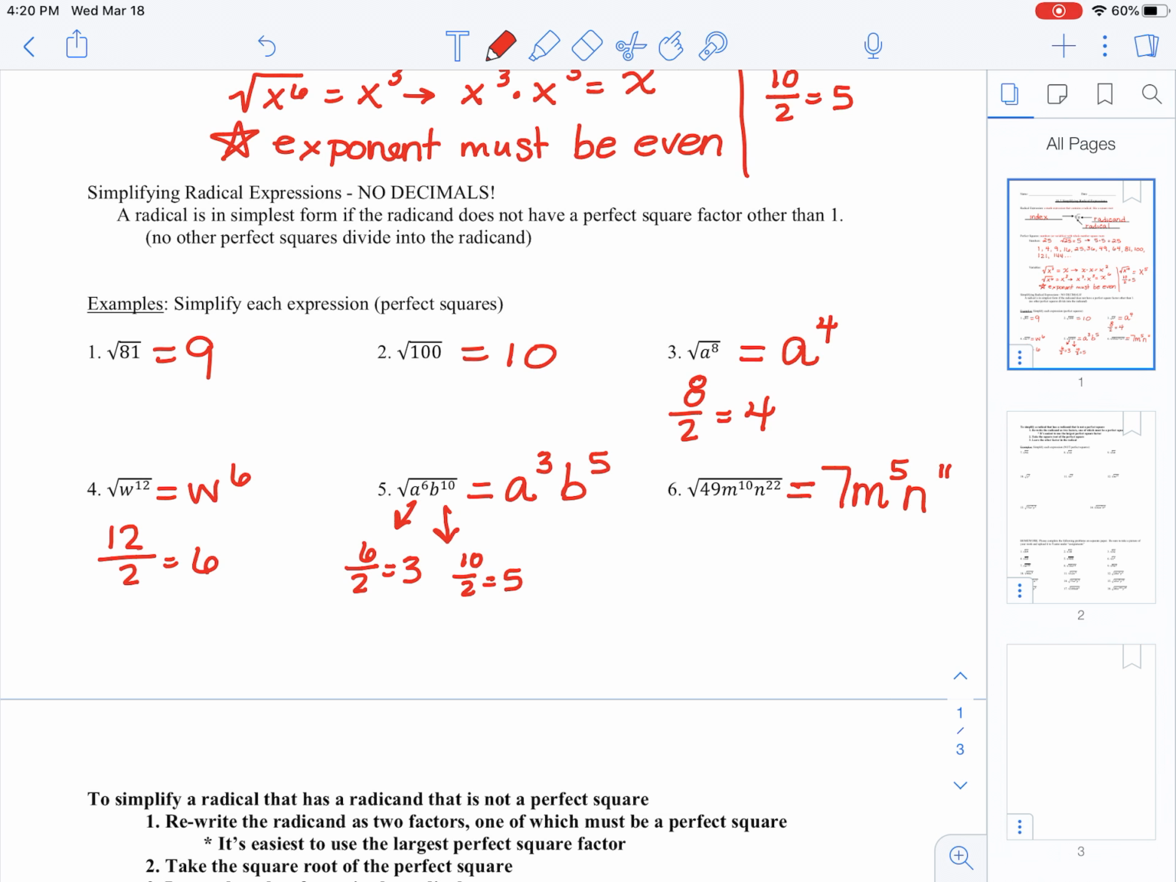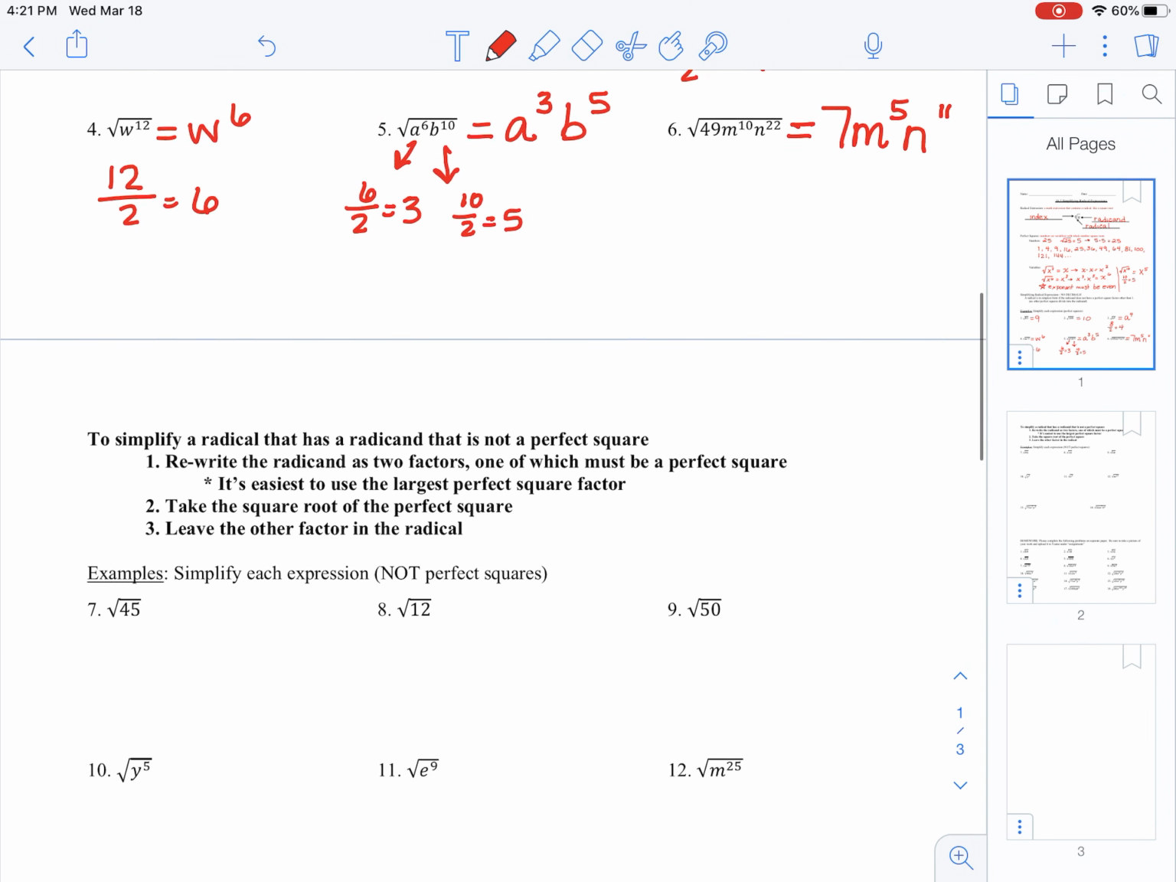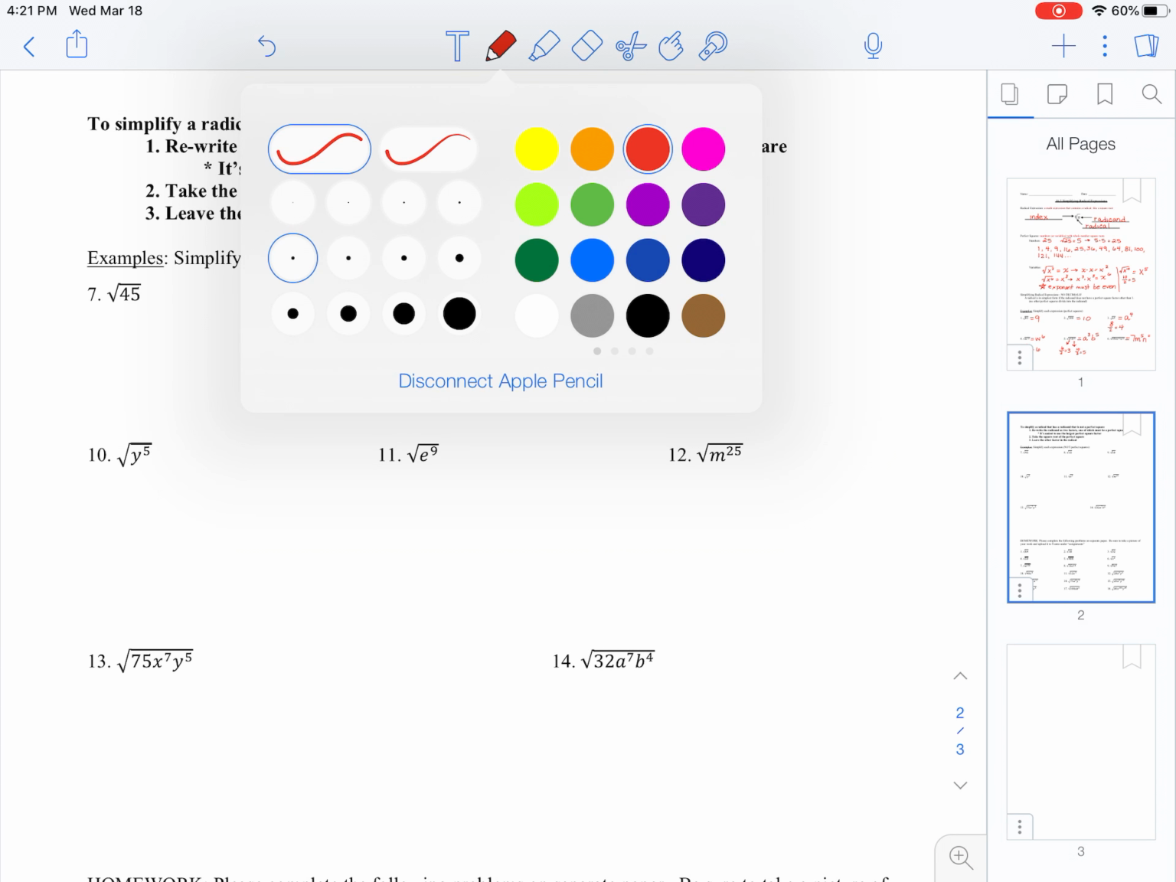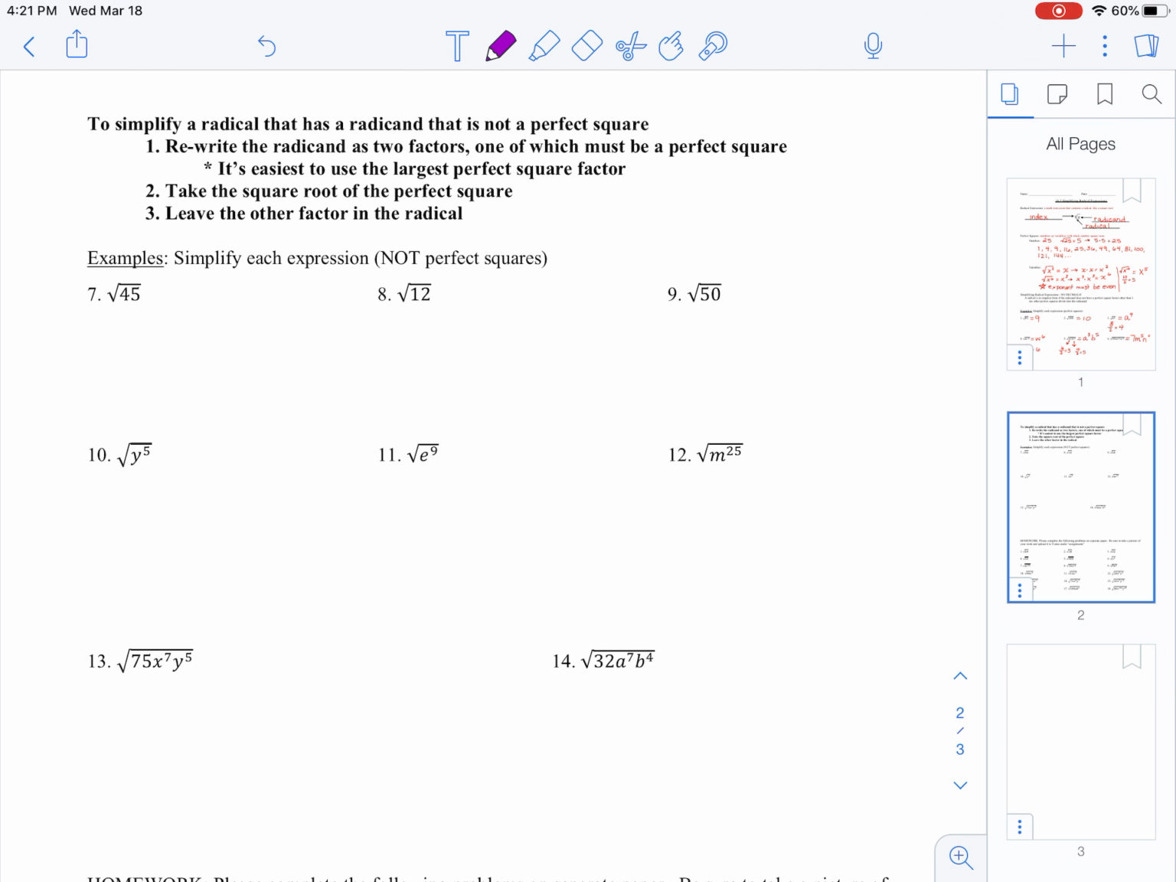Hey, that works pretty easily for numbers that are perfect squares. But typically, most numbers are not going to be perfect square numbers. So we have to learn how to break them down or simplify the radicals when we don't have a perfect square. If you take a look at the next set of questions, it says up in the directions to simplify a radical that has a radicand that is not a perfect square, we're going to break the radicand into 2 factors. One's going to be a perfect square, and the other is just whatever multiplies to give us the radicand.